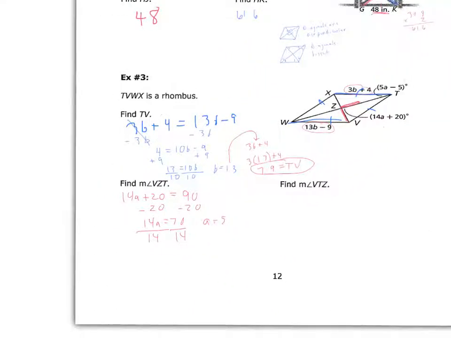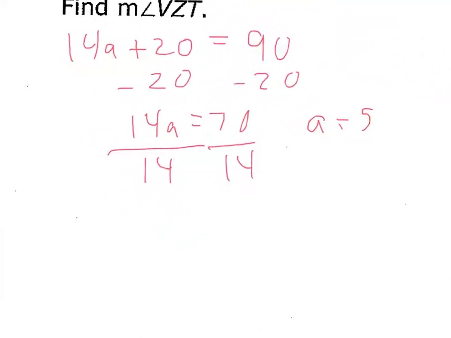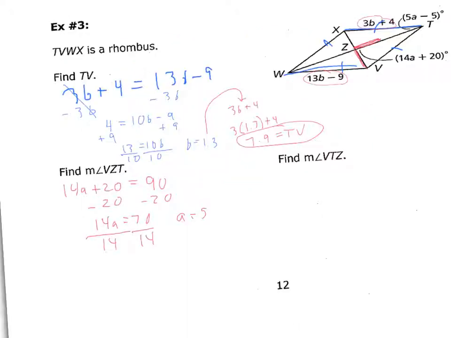Okay, so since VZT was 14a plus 20, we can simply plug our 5 back into our equation here. So we have 14a, so let's plug that in. So we would have 14 times 5 plus 20, and that would give you your answer there.